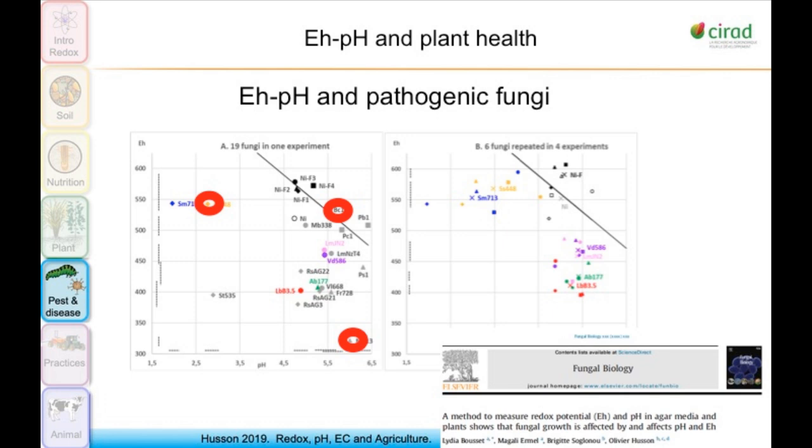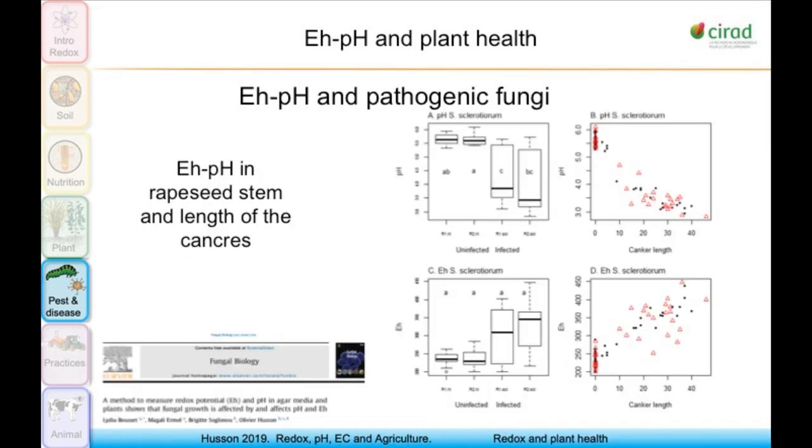So each pathogenic fungus has a very clear EH, pH zone where it thrives. Okay? And this is valid in petri dishes, but it is also valid on, this is on rapeseed with Phoma. Not inoculated, inoculated, not inoculated, inoculated. So we see there's a huge change, and the length of the cankers are correlated to the pH and the EH.